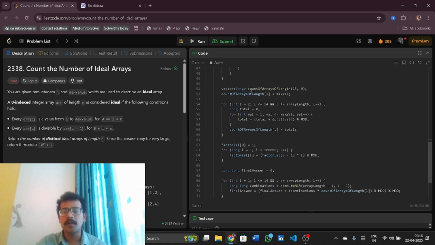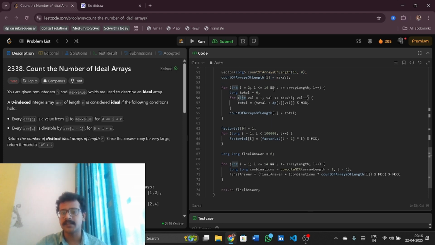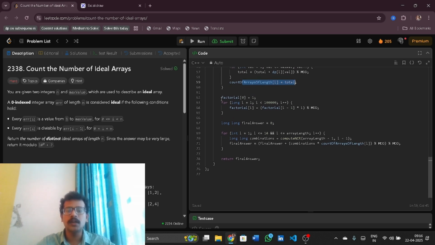Now count of arrays of length, 15 comma 0. So L is less than or equal to 14. So total is equal to total plus dp of L value modulo mod. Count of arrays of length L plus equal to total, and factorial of 0 is equal to 1, factorial of I is equal to factorial of I minus 1 into I. So the final answer is add to the final answer combinations into count of arrays of length L. So combinations is nothing but ncr, that's it.